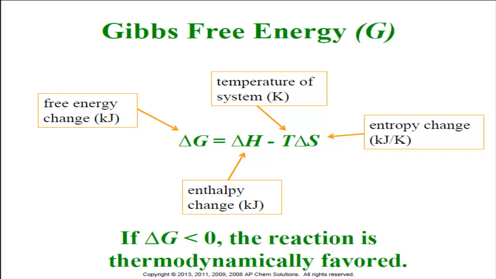Now when you use this equation, you have to make sure that you get your units right. Entropy is typically given to you in joules per Kelvin, so you have to convert it into kilojoules per Kelvin. And you have to make sure that your temperature is also in Kelvin.